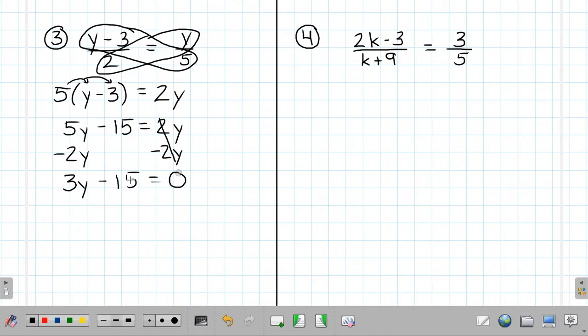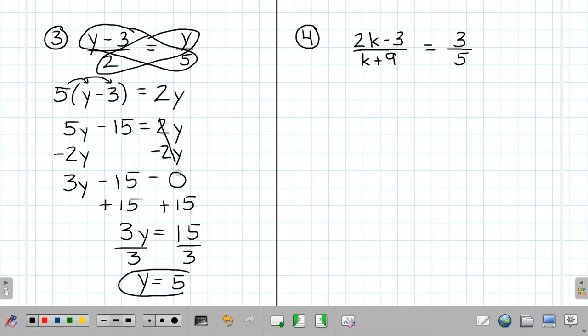But even though there's a 0 here, this still is just a two-step equation. So we would solve it the same way. Let's add 15. 3y is equal to 15. So last step, divide by 3, divide by 3. y is equal to 5.